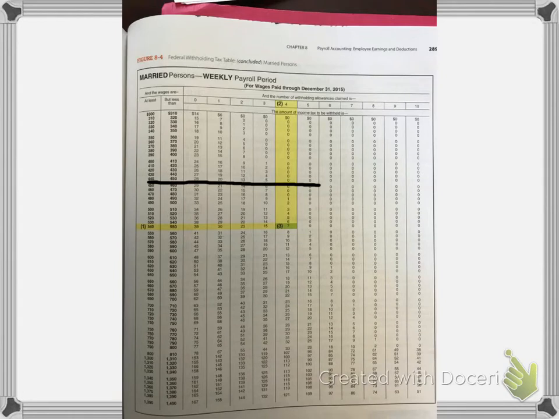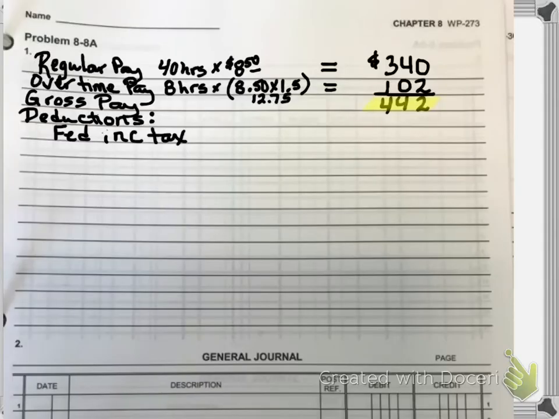And then he had 3 withholding allowances. So we come across to the top and find the column for 3 withholding allowances. So this is our column. And where do they intersect? You can see they intersect here. And so the amount of withholding tax for Chin for this week would be $5. Okay, so again, the federal income tax withholding will be $5.